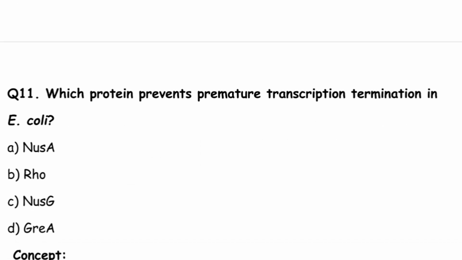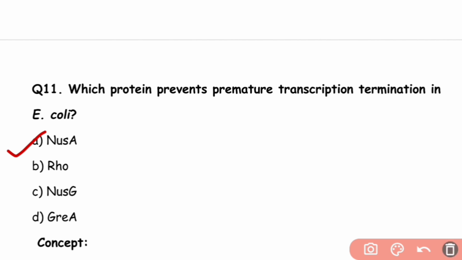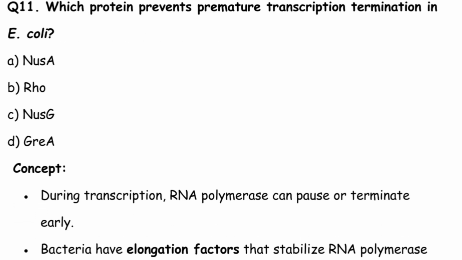Next question. Which protein prevents premature transcription termination in E. coli? The correct answer is A, NusA. Why is that the correct answer? Let us see the concept behind that.